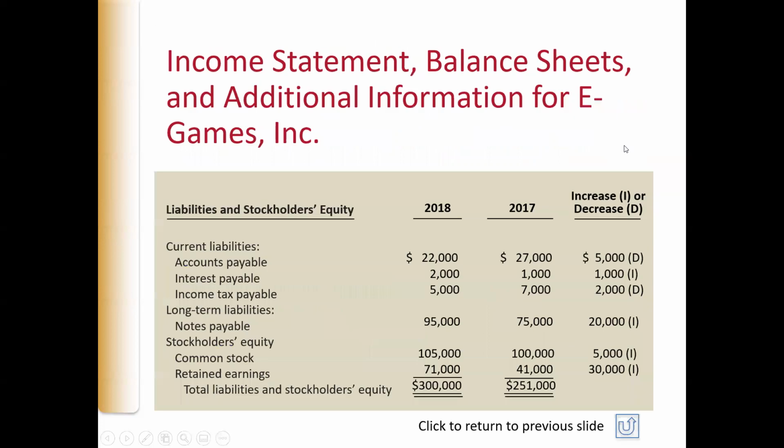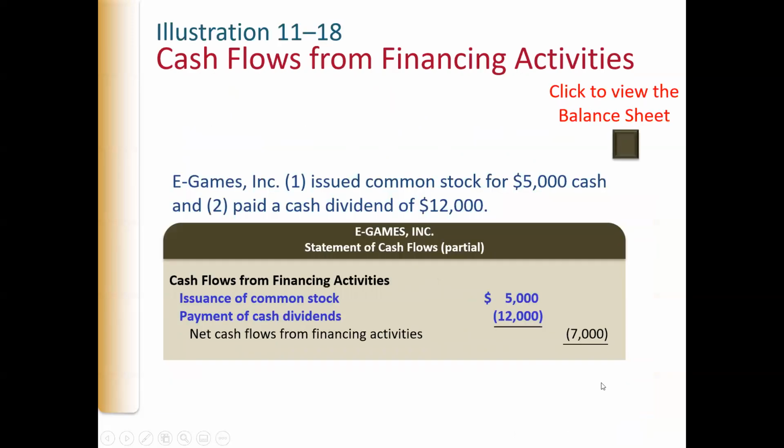Okay, here's the balance sheet. You see that common stock went up 5,000 and we paid a dividend. They told us that information.